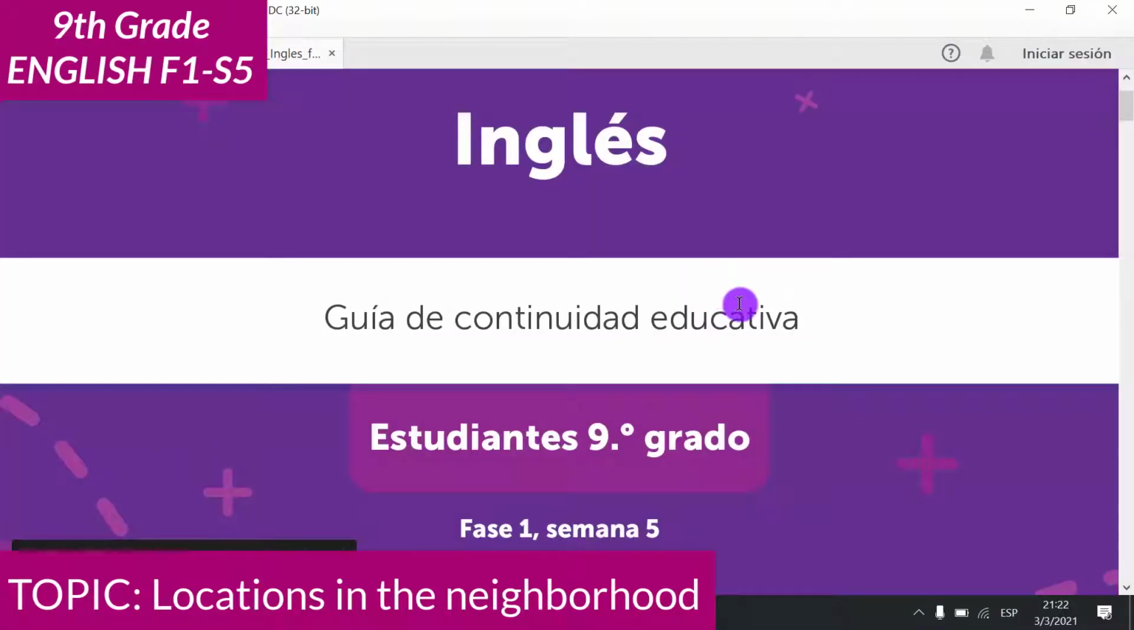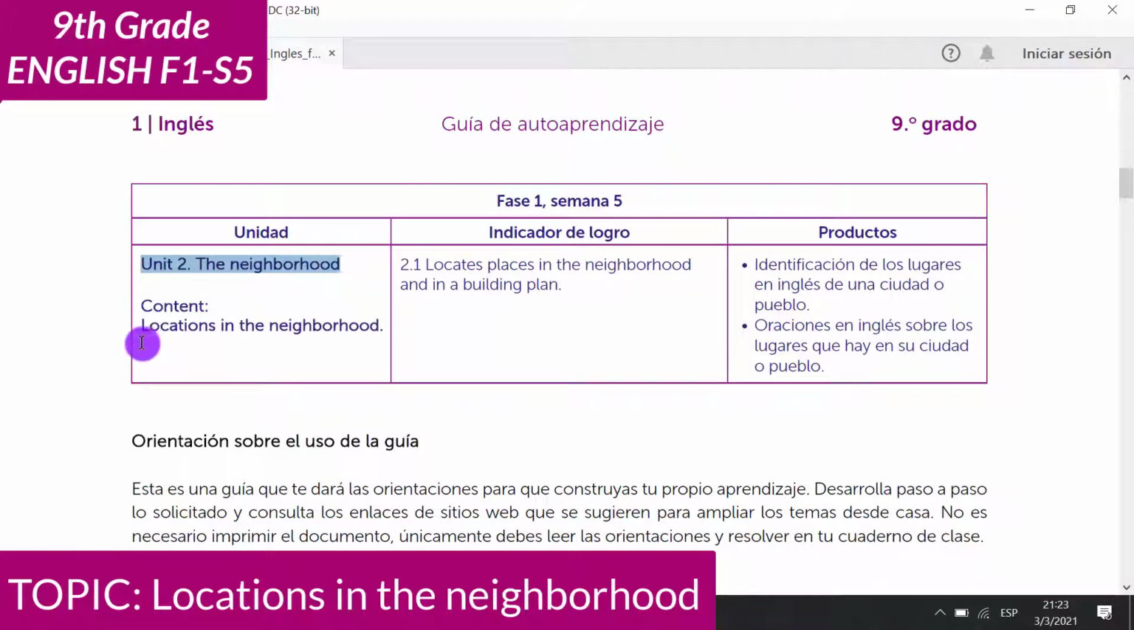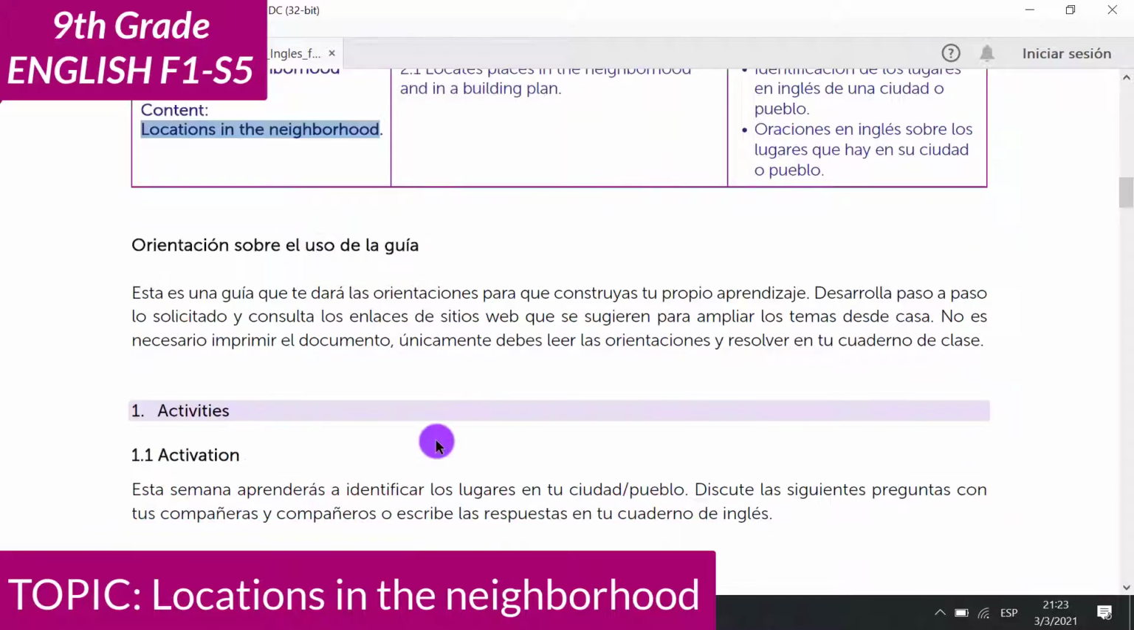Welcome to the English guide for 9th grade, week 5. Bienvenidos a la guía de inglés de noveno grado, semana 5. Before you work in the guide, you elaborate the unit, please. Antes de trabajar en la guía, elabora la unidad, either in your notebook or in the pages that you're working in, ya sea en su cuaderno o en las páginas en las que está trabajando. Si trabaja en el cuaderno, pues en el cuaderno. Y si está trabajando en las mismas páginas de la guía, pues añada una página extra and you elaborate the unit number 2, the neighborhood. The topic for this week is locations in the neighborhood. El tema de la semana, locations in the neighborhood.